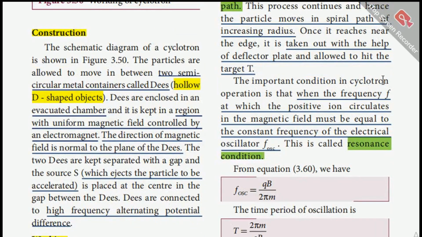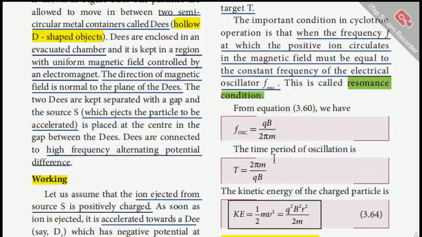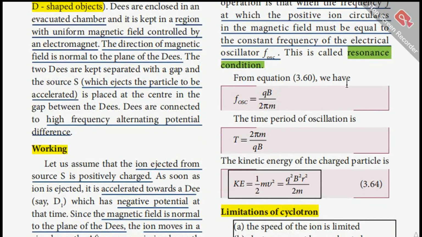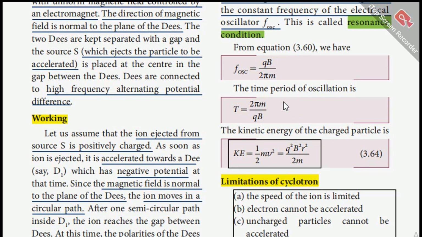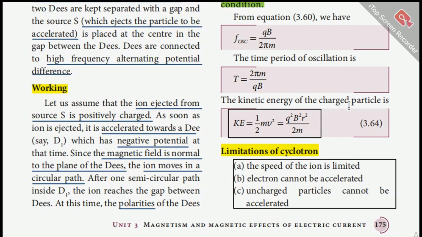The important condition in cyclotron operation is that the frequency f at which the positive ion circulates in the magnetic field must be equal to the constant frequency of the oscillator, f oscillator. This is called the resonance condition, and from equation 3.60 we have that the oscillating frequency is equal to Bq by 2 pi m, and the time period of oscillation is given by T equal to 2 pi m by Bq. The kinetic energy of the charged particle is given by half mv squared, that is equal to q squared B squared r squared by 2m.